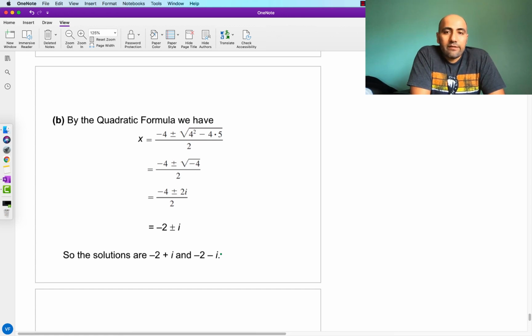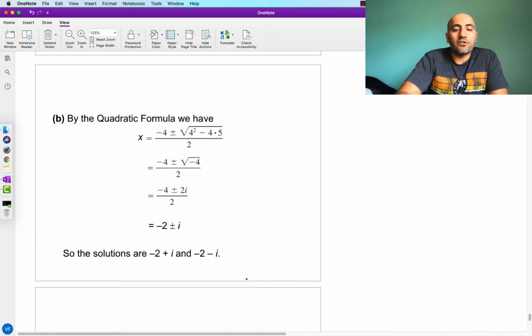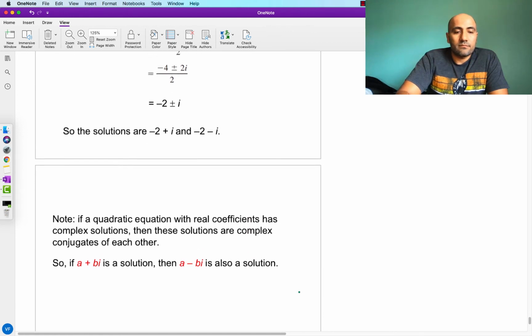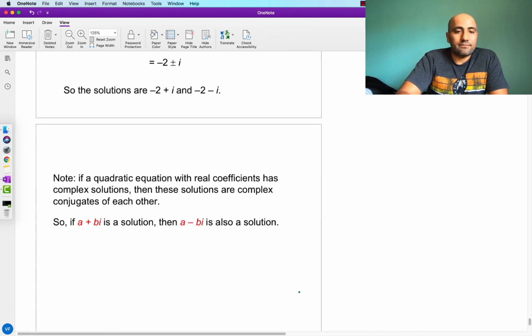If we have a quadratic formula and we know that there are complex number solutions to it, there are imaginary number solutions to that quadratic formula, then those solutions come in pairs and they're conjugate pairs of each other. Complex conjugates of each other.